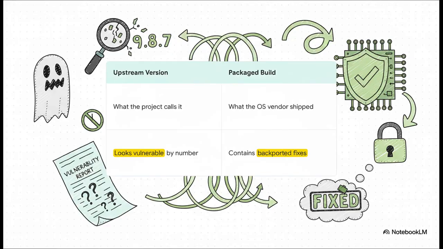This slide right here shows the single biggest credibility killer, backports. On the left, you've got the upstream version. It looks old, it looks vulnerable. But over on the right, that's what the vendor actually shipped. It often has the security fix already patched in, without changing that main version number. If you ignore this difference, you're not writing a security report, you're writing ghost stories, and you're wasting everybody's time.